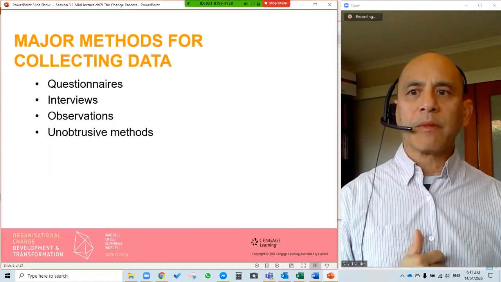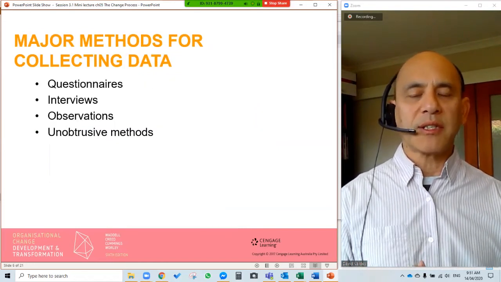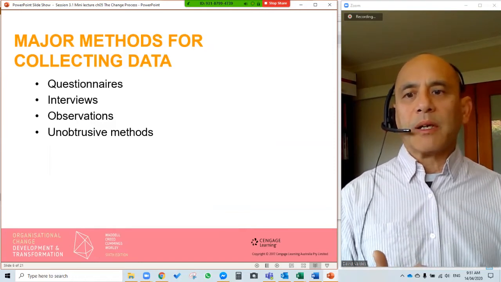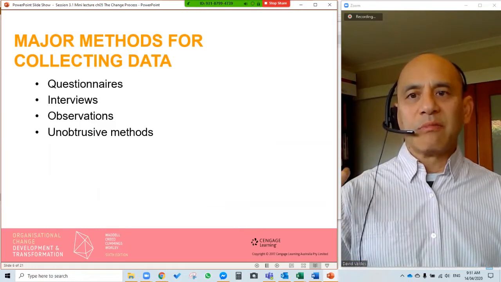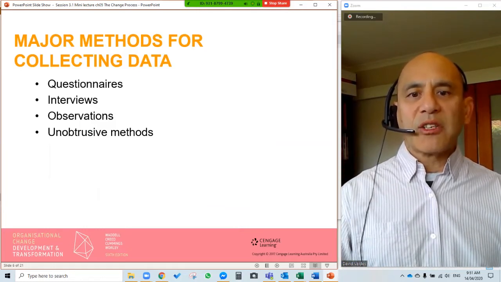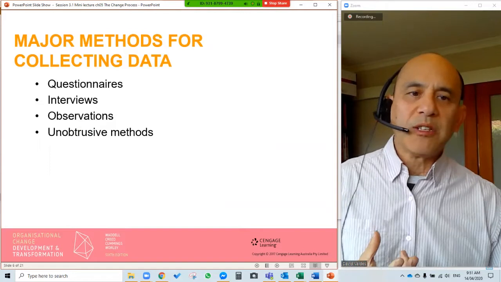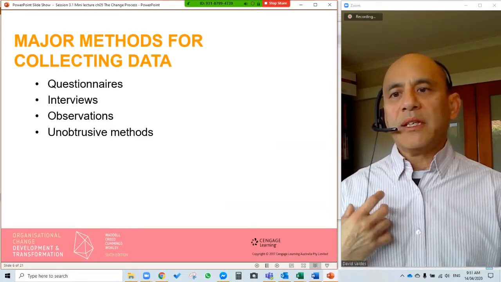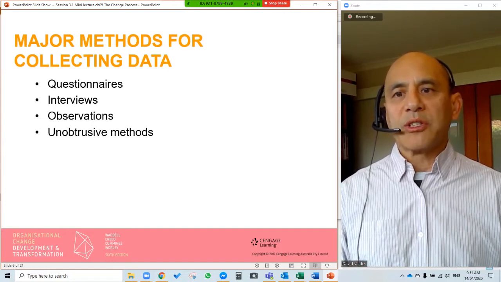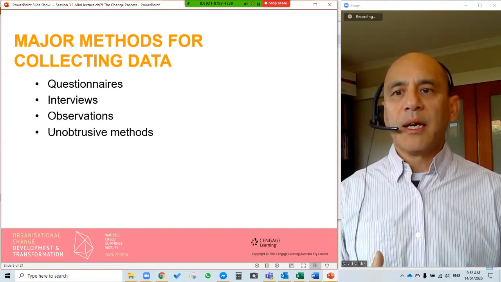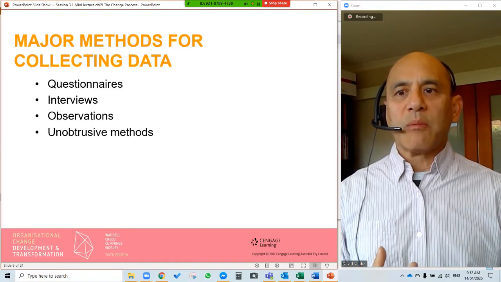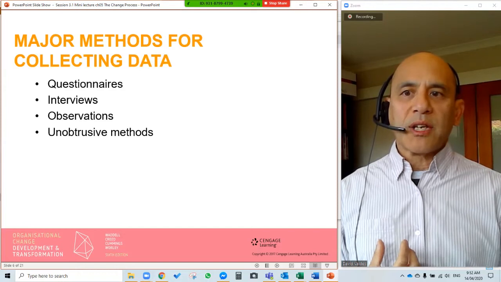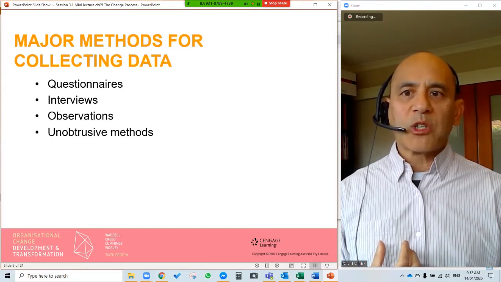Okay, so when we do a diagnosis, as I said earlier, we need to collect data. So you cannot just reach an analysis or a conclusion based on simple gut feel. So an OD consultant, when he is brought into the organization to have a look at the systems, might use several methods to try to collect as much data as he can. One such way is through a survey questionnaire.